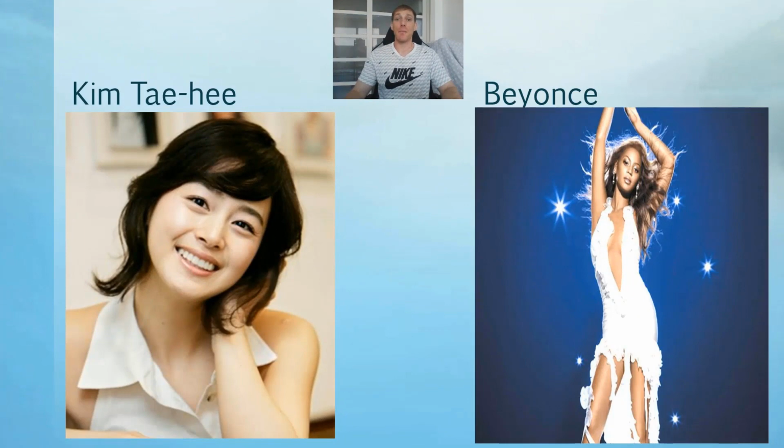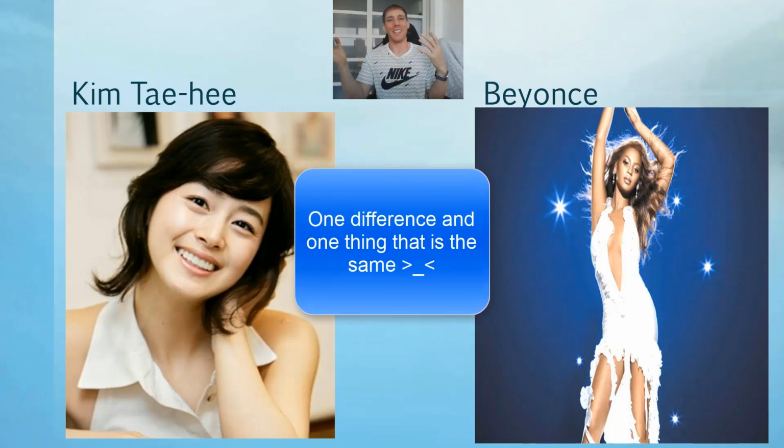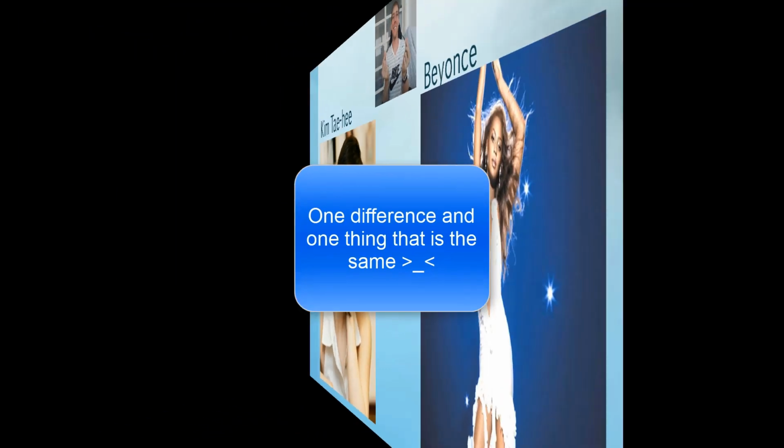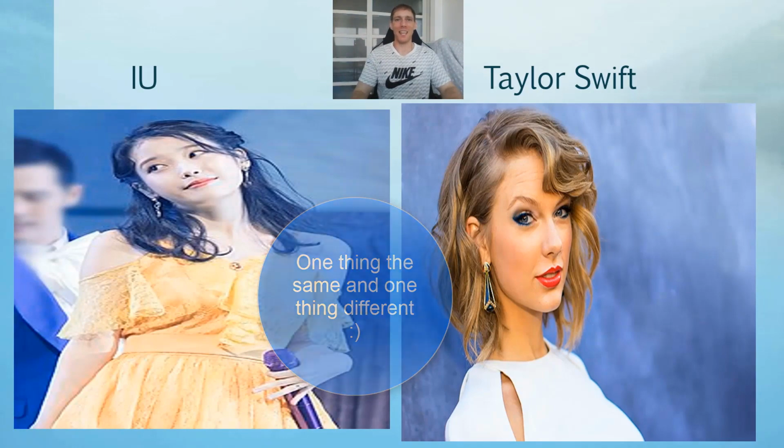We have Kim Tae-hee and Beyonce. So again, one difference and something that's the same about them. So just as beautiful as each other, like that. So pause me. We have IU and we have Taylor Swift. So try to think of something that's the same and something that's different between them. And the last picture is the best picture.